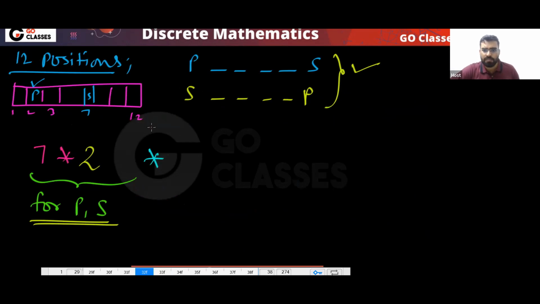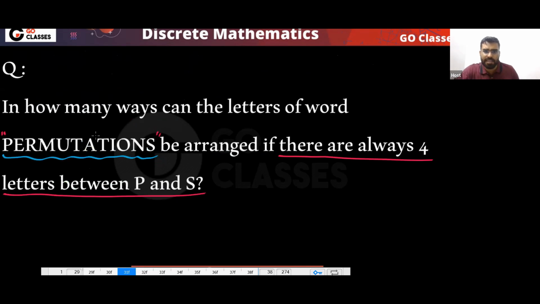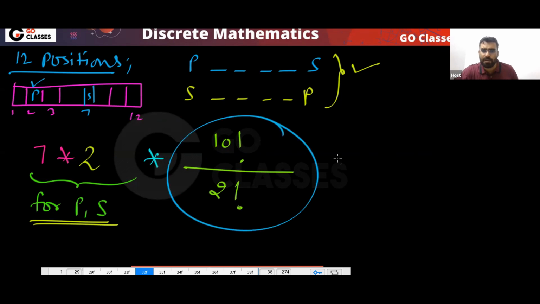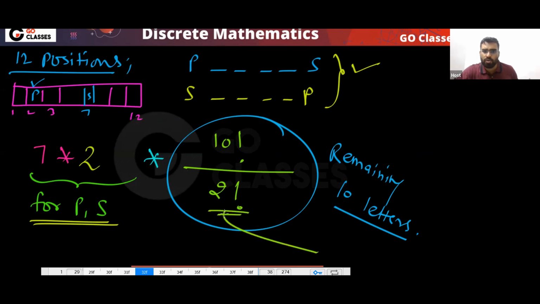Now what about the remaining? P comma S is done, and the remaining 10 people include two T's. Now it is very simple. For the remaining 10 people, it is 10 factorial divided by 2 factorial, because there are 2 T's. So this is your answer.